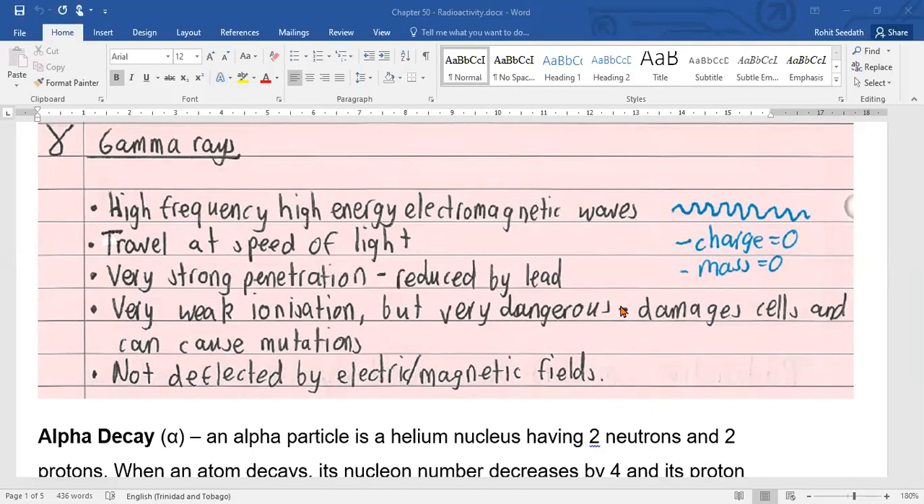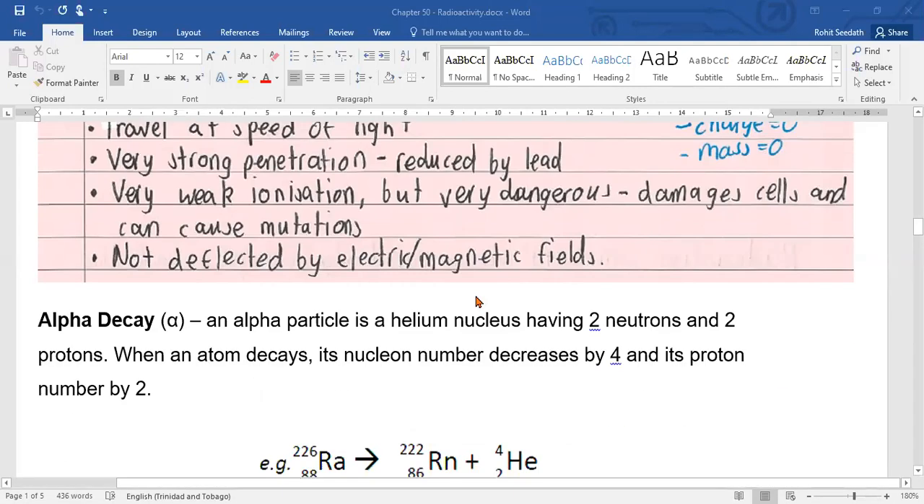Not deflected by electric or magnetic fields, which means that it has a strong penetration. It could go through anything. Okay?